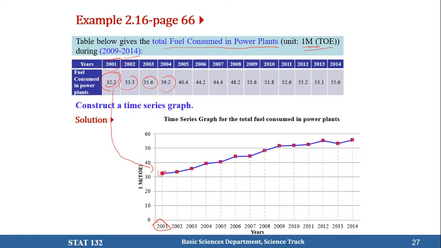See, we use the squares here, but not important. The squares, they can be different. It can be dots here. So here it goes like this. This is the time series graph for the total fuel consumed in power plants in years between 2001 to 2014.